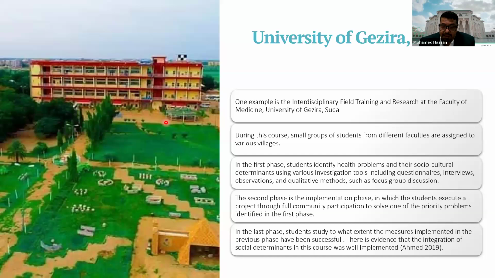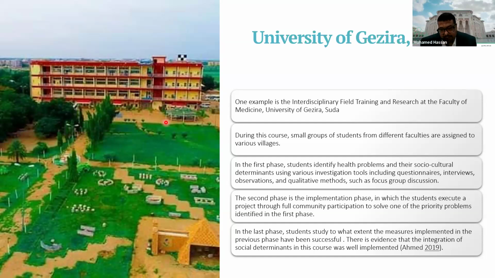During the second phase of this program, which is considered the implementation phase, the students execute a project through full community participation to solve one of the priority problems identified in phase one. And usually these problems are not related to health, but are problems outside the health sector affecting the health.